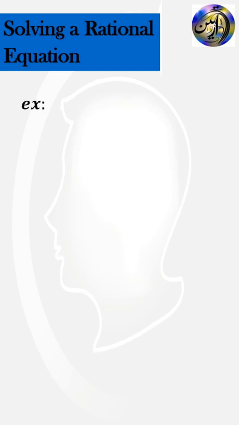Our common denominator is 6x. Multiply every term by 6x. Watch what happens. The ugly fractions disappear.